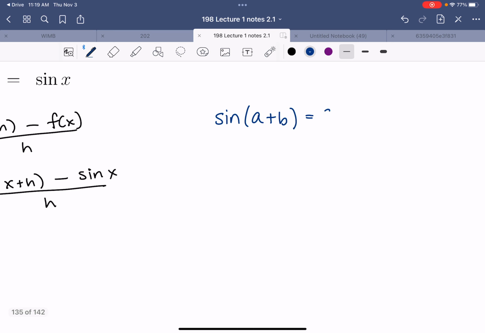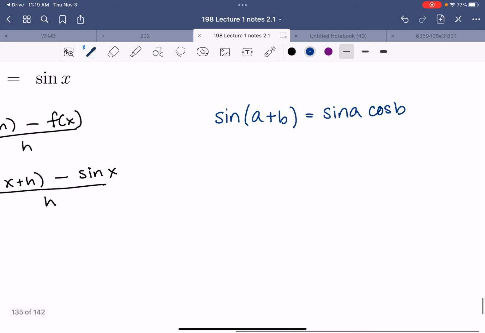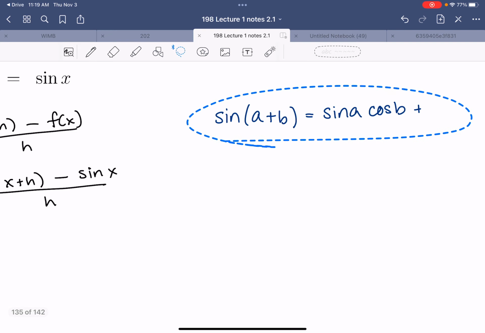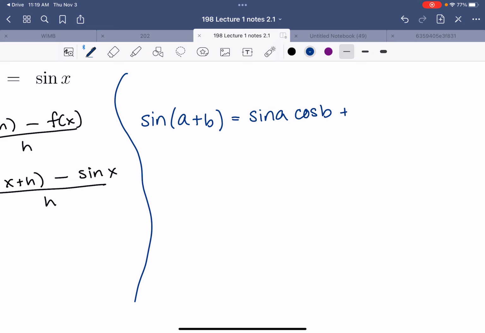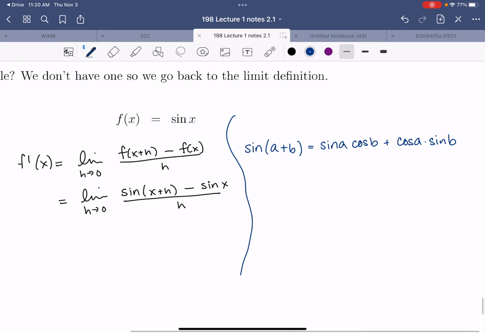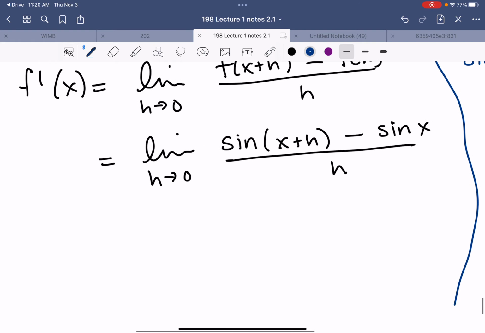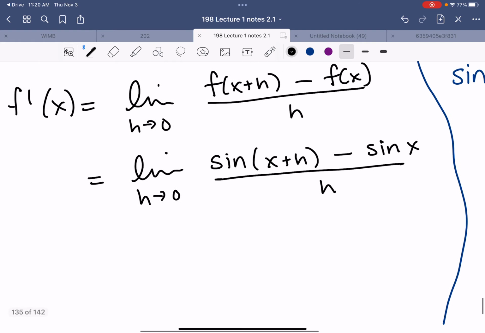Sine of a times the cosine of b plus, and I'm going to run out of room. Let me move this over. Sine of a cosine b plus the cosine of a times the sine of b. So we can use that here where our a is x and our b is h. And I'm slanting that pretty good, so let's see if we can do a little better.